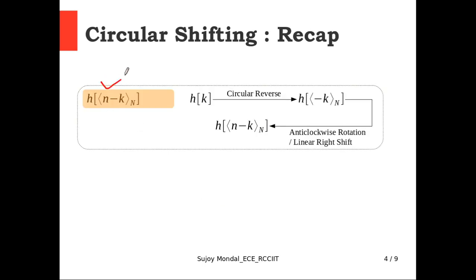Now if we start thinking about this second function, it can be produced from h of k. It first passes through a circular time reversal operation that gives h of minus k. After that, if it passes through a linear right shifting process, effectively an anti-clockwise rotation, that would produce the final form h of n minus k modulo N.